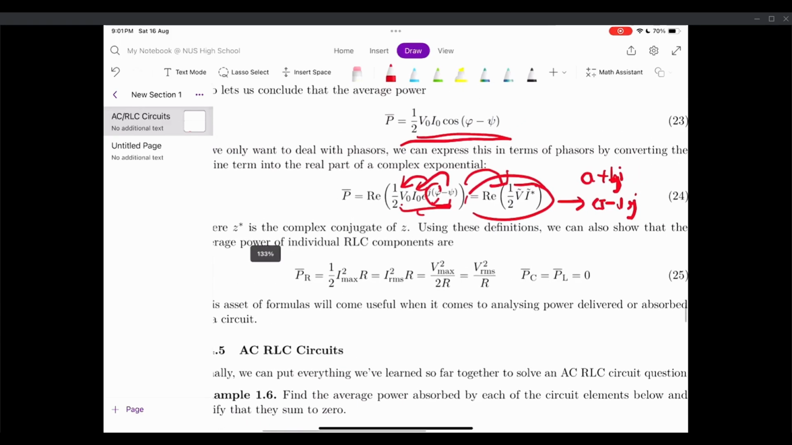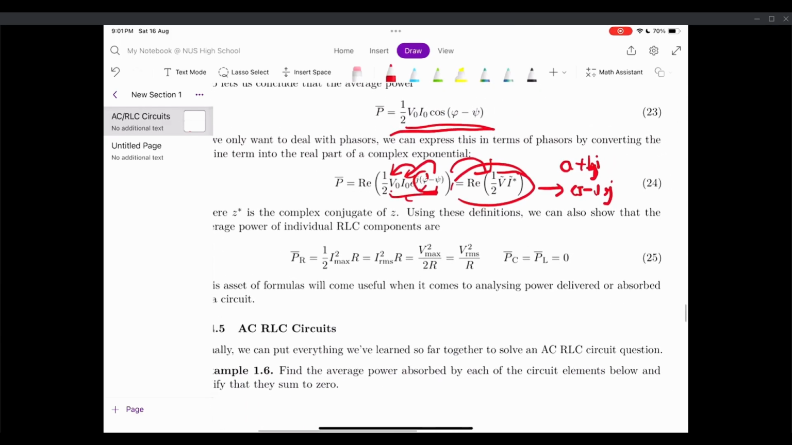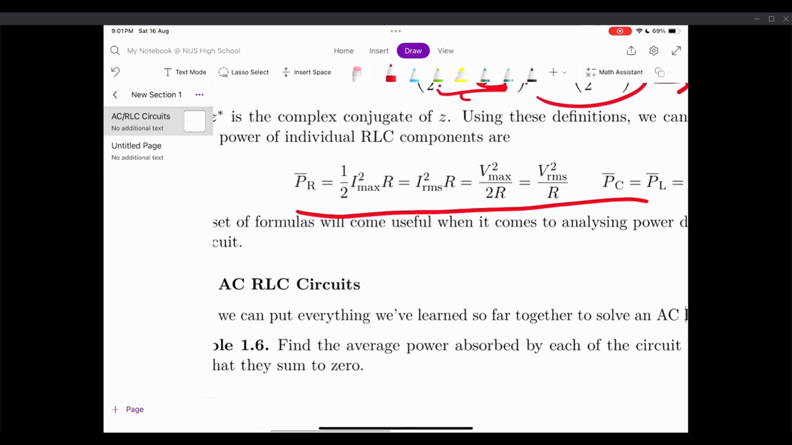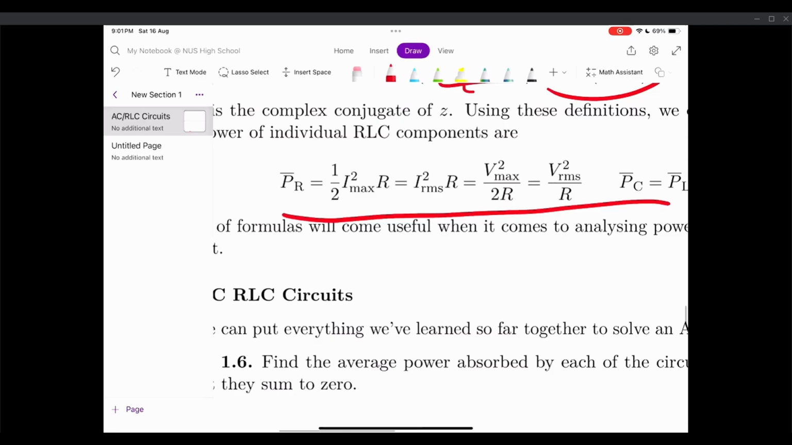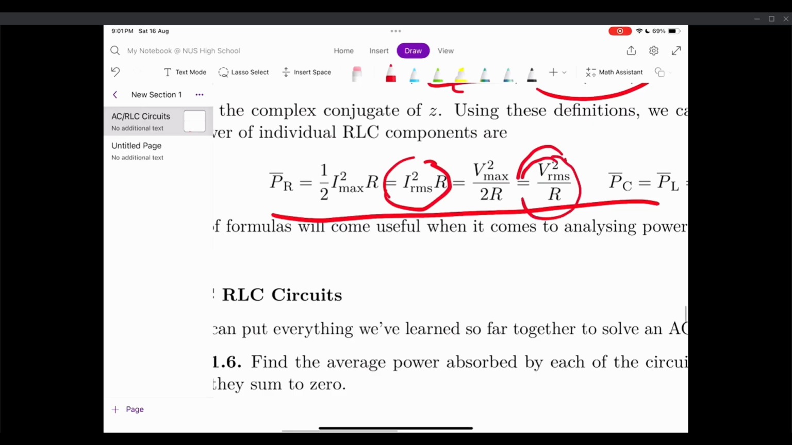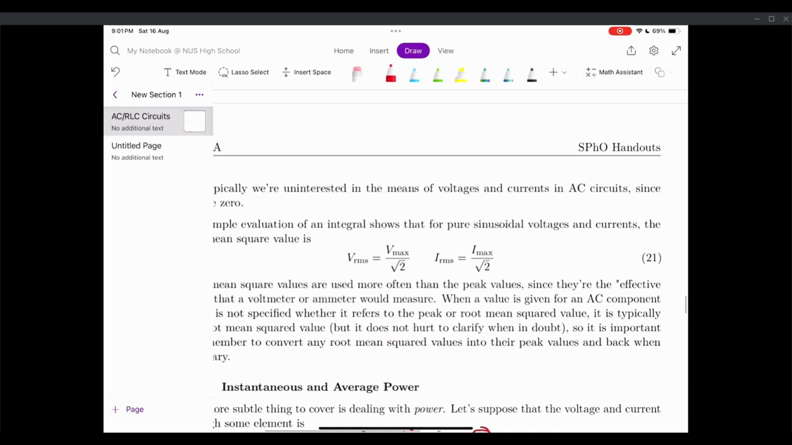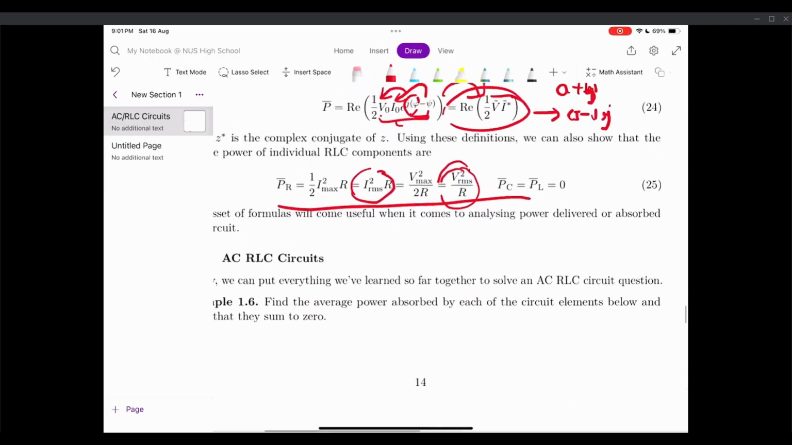It's a good thing to memorize, but if you are considering a resistor, you can honestly just use this formula instead. Your average power through a resistor can be expressed in terms of your root mean square quantities like this. So it's basically your normal formulas, but you use your root mean square instead. And that's another example of why your root mean square quantities are useful.